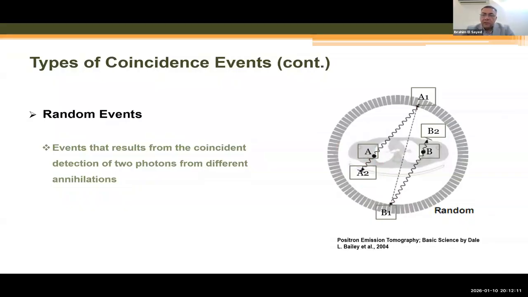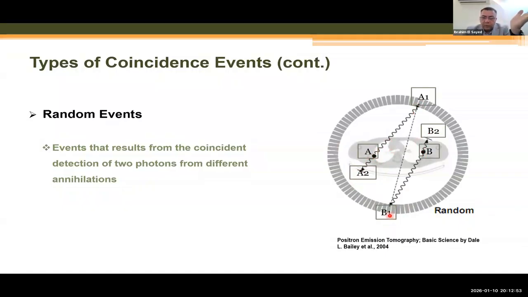The random events, also called accidental events, result from the coincident detection of two annihilation photons that originated from different annihilations. So let's say we have positron A and positron B. Positron A annihilates, emitting two photons, A1 and A2. B annihilates to B1 and B2. By coincidence, photons A1 and B1 arrive at opposing detectors within the coincidence time window. The scanner falsely records them as a true coincidence.